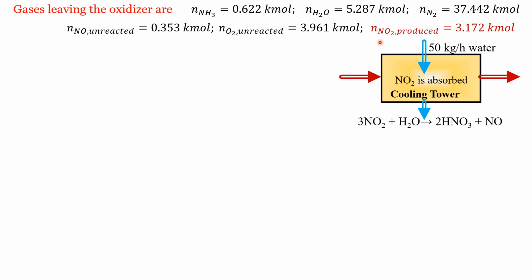So here this is NO2. This NO2 will react with water, and nothing will happen to the remaining components, but we have to pay attention that here NO2 is combining with water. Water is coming from this stream, that is 50 kg per hour, and also the entering gases contain an amount of water, that is 5.287 kilomole.